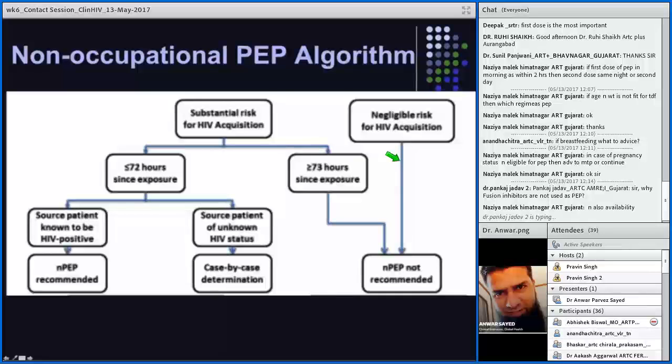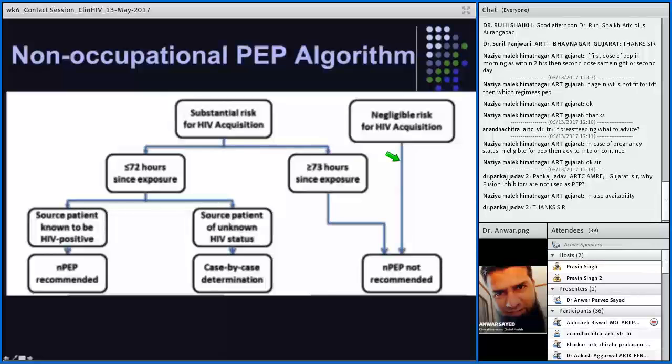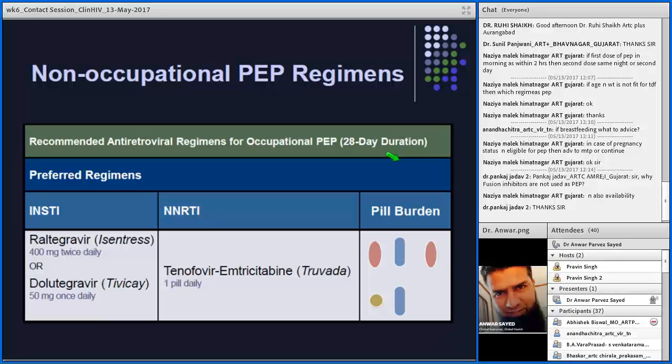Now what about non-occupational exposure? One of the faculty mentioned non-occupational exposure. One more thing: why are fusion inhibitors not used as PrEP? There is no special advantage of fusion inhibitors as PrEP, and I don't know why this question is coming up. Fusion inhibitors like enfuvirtide, T20, is the only one in this category, and as far as PEP is concerned, again, as I mentioned, there is very limited data. There are not many trials regarding different regimens. The only regimens which have been tried are the protease inhibitors, NRTIs, and nucleotide reverse transcriptase inhibitors. The others are not available and have not been studied.